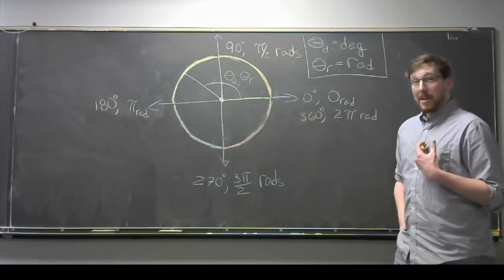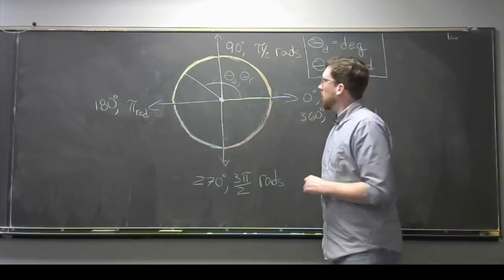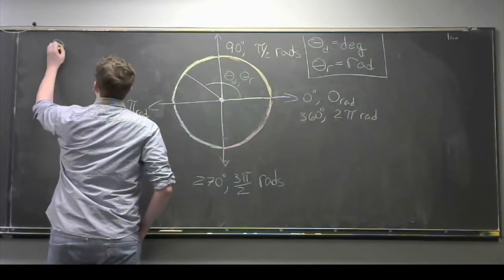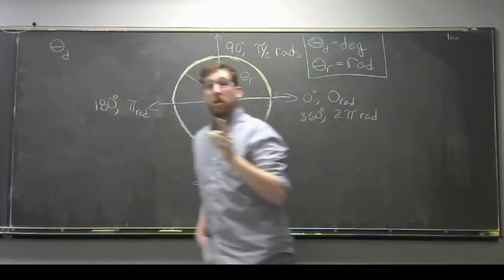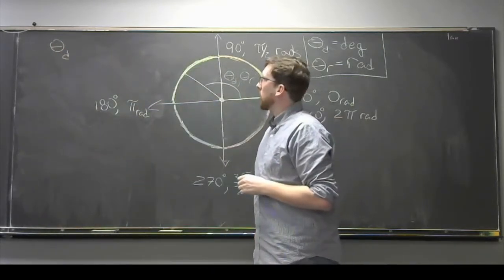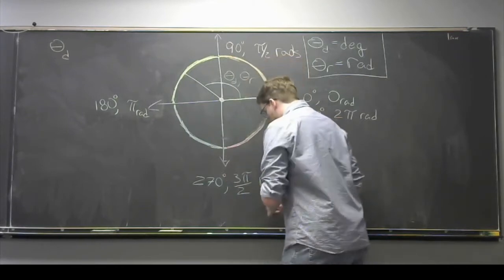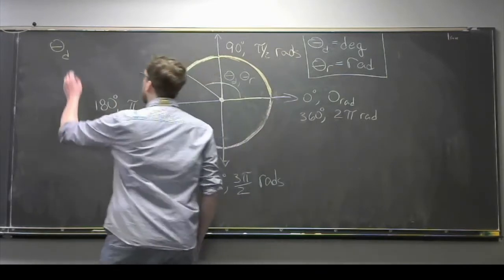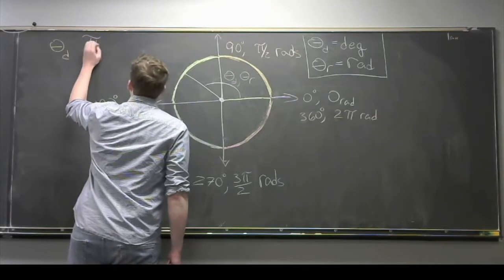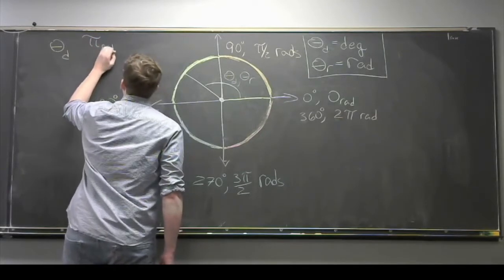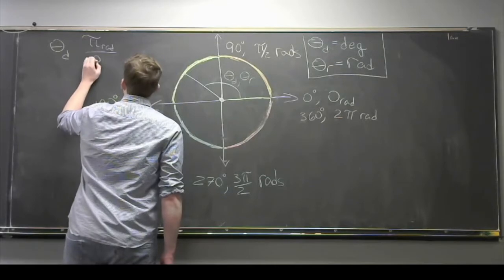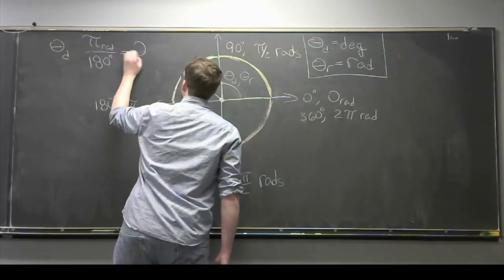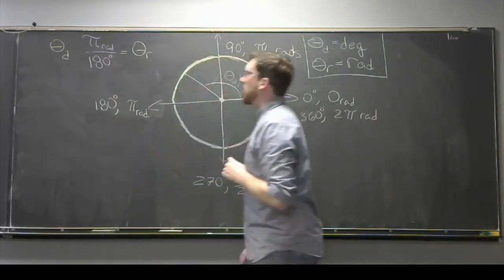If I'm given an angle in degrees, and I want to know what it is in radians, all I have to do is multiply that angle in degrees by pi radians over 180 degrees. And this is going to be equal to our angle in radians.